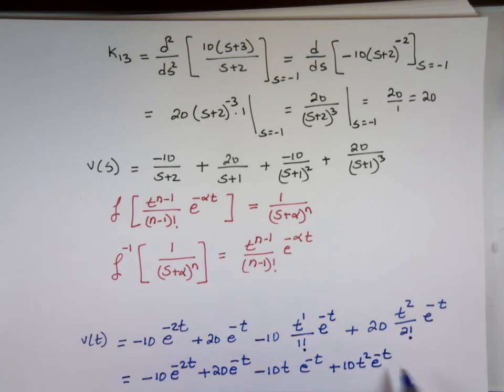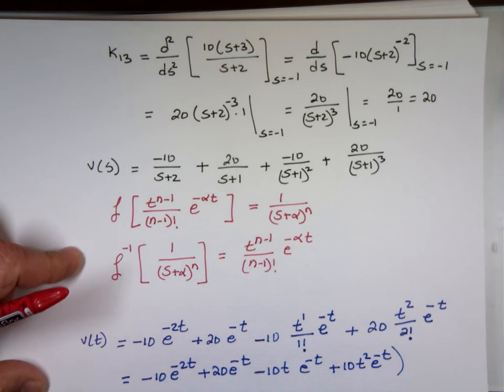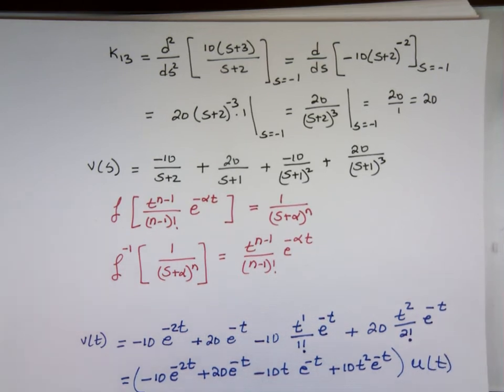And usually with all our circuit problems, we say that's really u of t because we don't build the circuit at t equals minus infinity. We go to the lab and we build it. And when we walk into that lab, that's your time 0. So we always put u of t there.